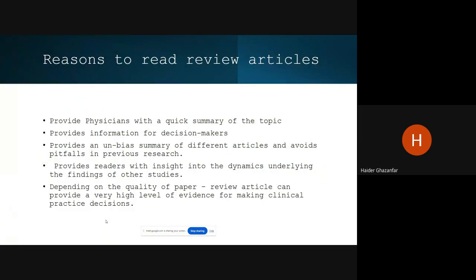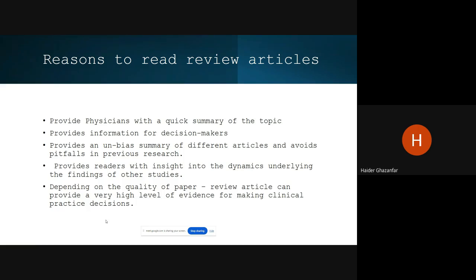So, reasons to read review articles: they provide physicians with a quick summary of the topic, provide information for decision makers, provide an unbiased summary of different articles, and help avoid pitfalls in previous research. This is really important because you're reviewing different articles and it's not your own research. There is less conflict of interest. And that's why a lot of people actually prefer reading review articles, because it's a summary, and the person who's writing it does not have any vested interest in that topic by itself. So there's less conflict of interest.